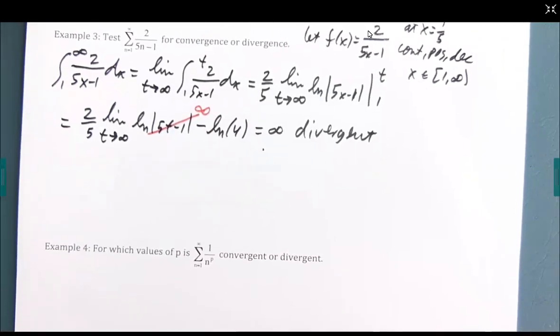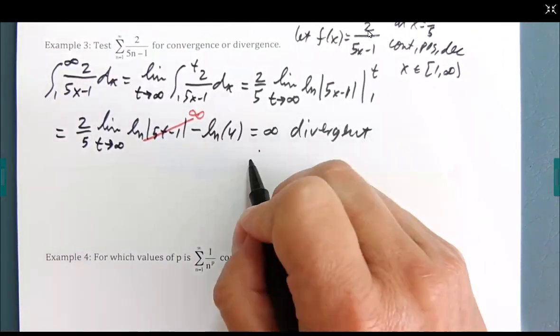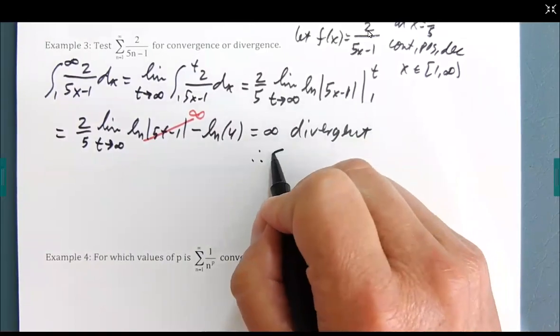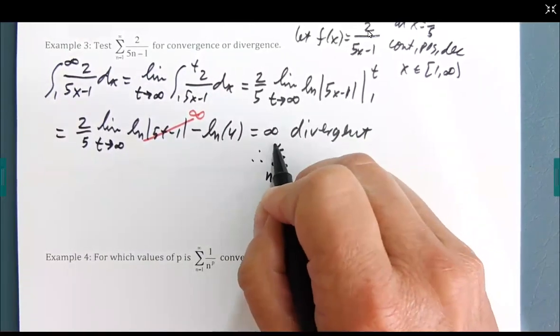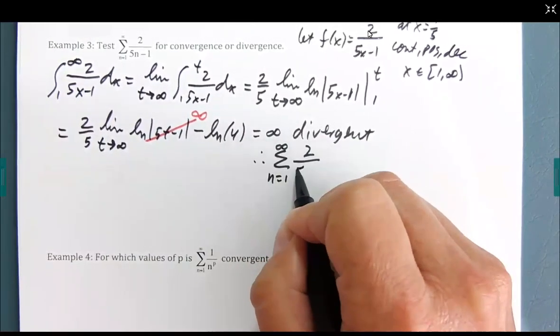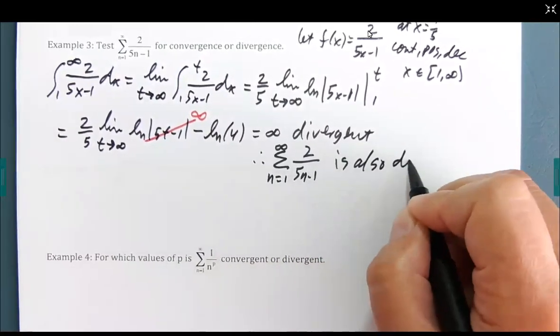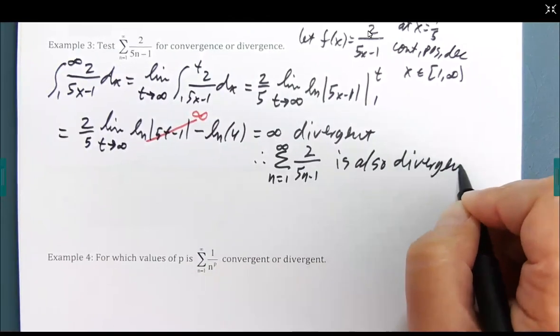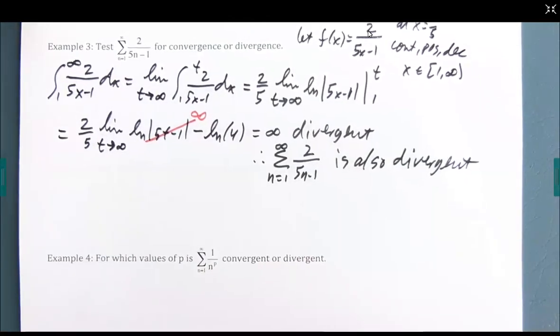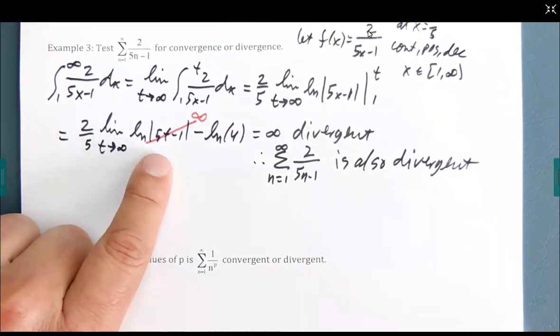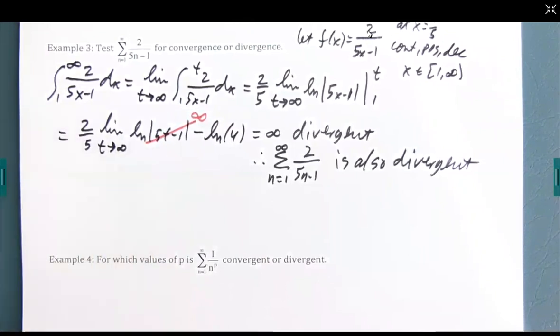Now, this one is divergent. So our conclusion is simply that our summation is also divergent. So what our integral converges to or does not converge to is irrelevant. We just need to know, is it convergent or divergent? What it converges or diverges to, we're not totally clear.